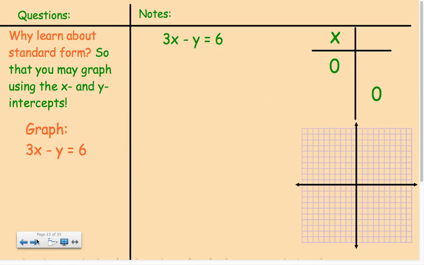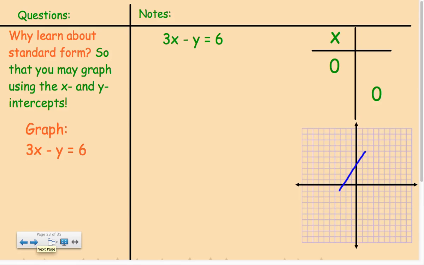Why learn about standard form? So that you may graph using the x and y intercepts. So that is what we're going to use standard form for today. We're going to use it to graph our intercepts. Here is how we do that. Let's say I make a random line on this graph. We'll have it go from right here to right here.